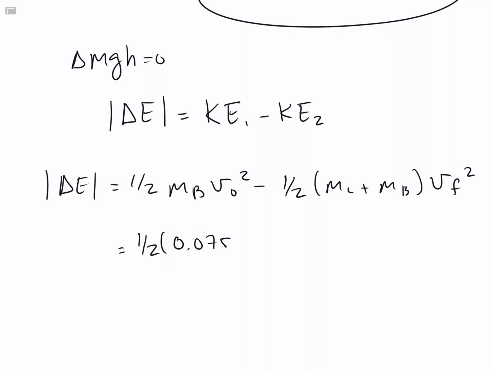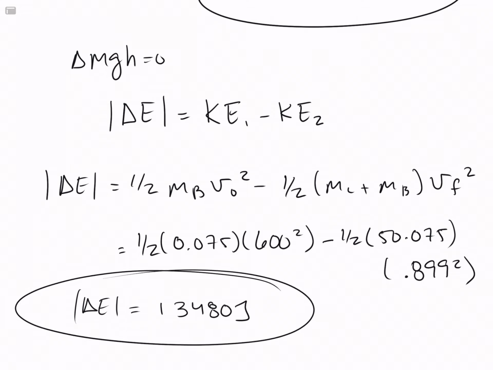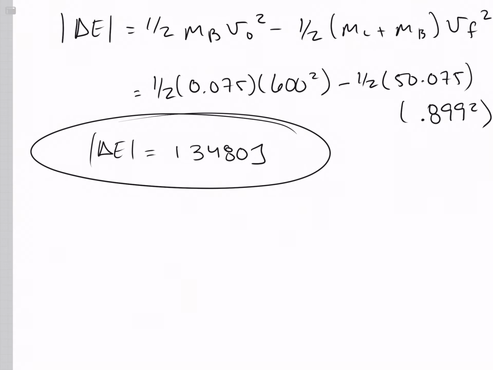So we get that it is 1/2 of 0.075 times 600 squared minus 1/2 of 50.075 times 0.899 squared. So the total energy lost is 13,480 joules, which is quite a bit. And that is the answer for delta E.